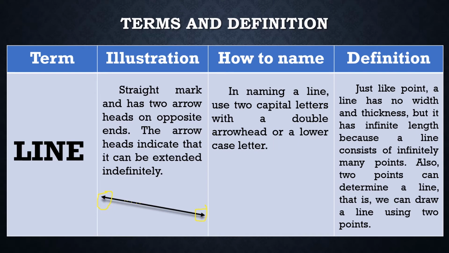So naming a line, we can use capital letters or 2 capital letters with a double arrowhead above it. Or we can also use a lowercase letter. Suppose we have this illustration. So again, kailangan lang natin ng 2 points para ma-determine yung line natin. So we have point A and point B. So we can name this line as line AB. Ito yung symbol na ilalagay natin sa dalawang capital letters natin. So it can be read as line AB or pwede rin nating baliktarin, line BA.